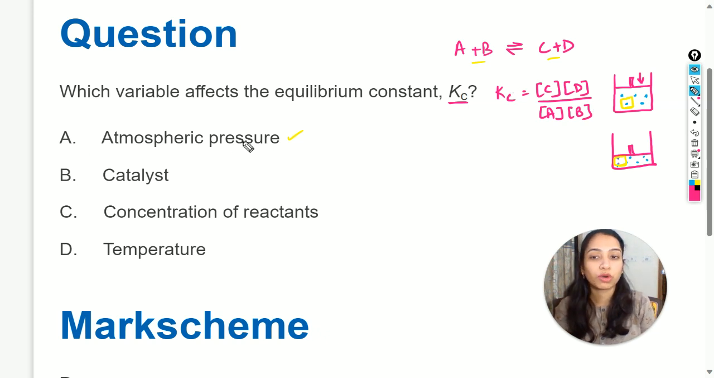Means atmospheric pressure will not affect the equilibrium constant value. The change in atmospheric pressure will not change the equilibrium constant value. So this is the wrong option.